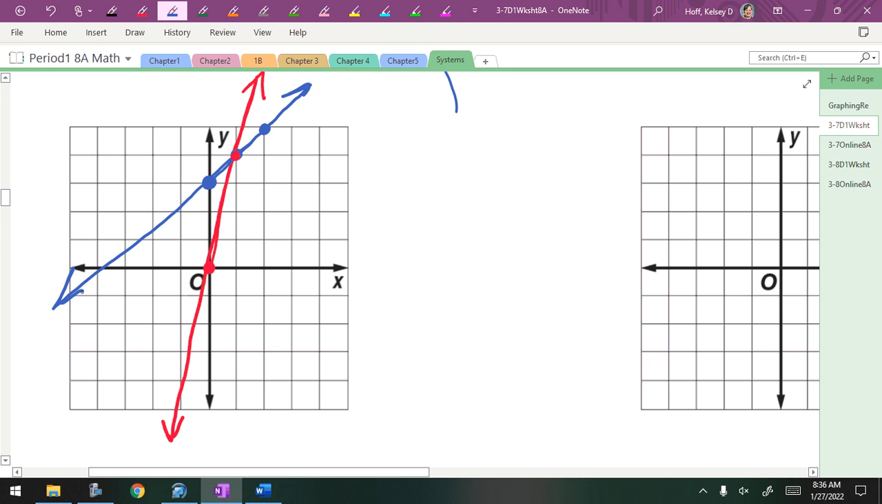If you do not have 2 lines drawn, you have not finished these problems. Every single graph has 2 lines drawn on it. Then I want everybody to write down your x comma y of that point.